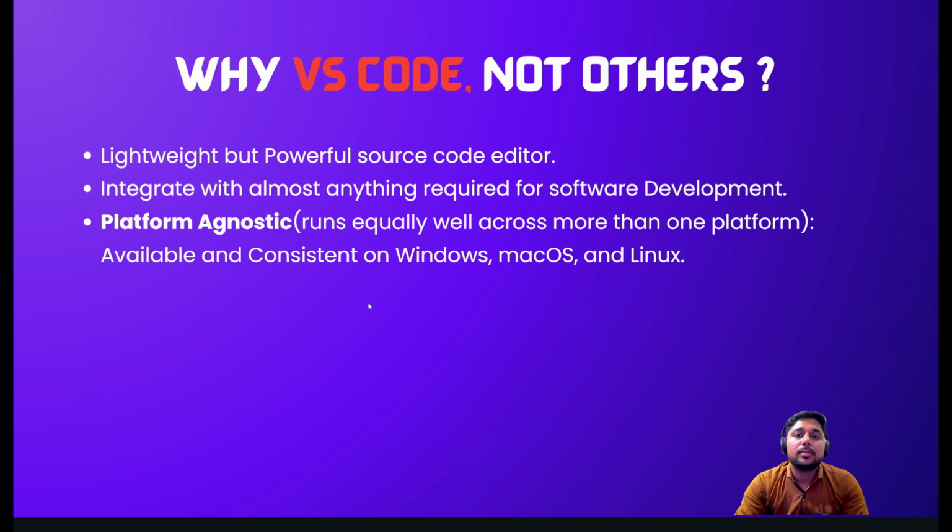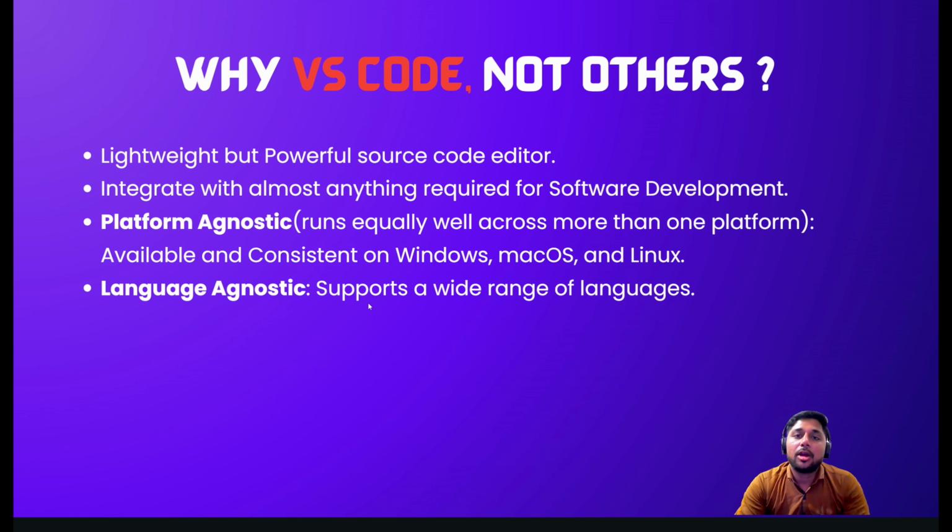Next, it is platform agnostic, meaning it runs equally well on more than one platform, and it is consistent on Windows, macOS, and Linux. So if you were working on a Windows laptop and now you are switching to an Apple MacBook, the experience will remain consistent for you, and the shortcuts you have learned and the time you invested to learn that particular IDE do not go in vain. So that is the biggest advantage of VS Code. Another is, like I already told you, that it is language agnostic, meaning it supports almost every language you want to work with: Python, Java, Jupyter Notebooks, JavaScript, databases, everything you can do in VS Code, and you can integrate everything there too. So I hope you got the clarity on why we are choosing VS Code, not the other powerful IDEs.